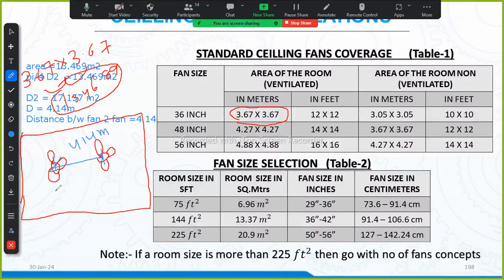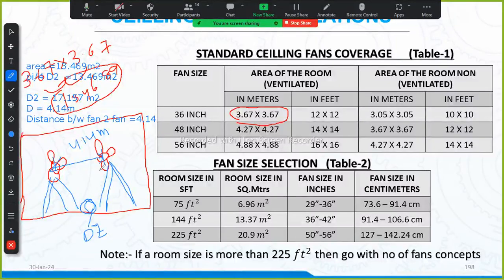The drawback is, when this fan is circulating, it will start giving the airflow in this way, and the other fan also gives airflow in this way. Between the two fans, we always have one zone called the dead zone, where the intensity of airflow is less.